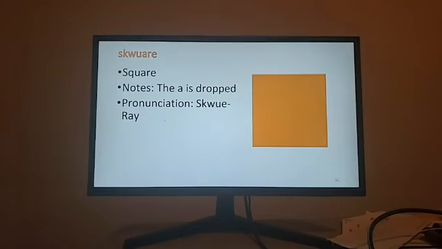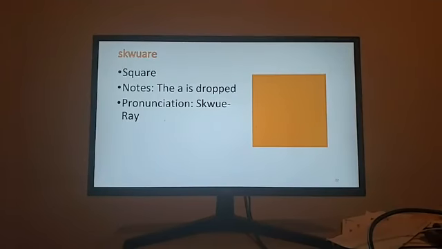The first one is square, which we know is one of the basic shapes in geometry, and we learn it when we're very young kids. Now for my Igbo 101 book, you practice like contractions in U.S. English. You drop a letter, and in this one, you drop the A that you see. So square, the pronunciation according to my book is Skwue-Ray for square. Again, Skwue-Ray for square.